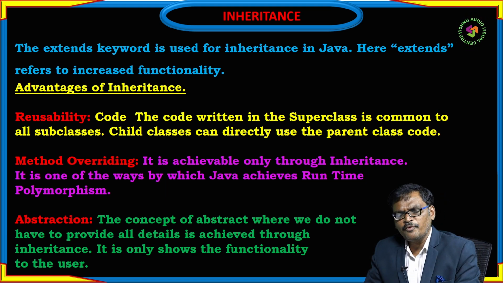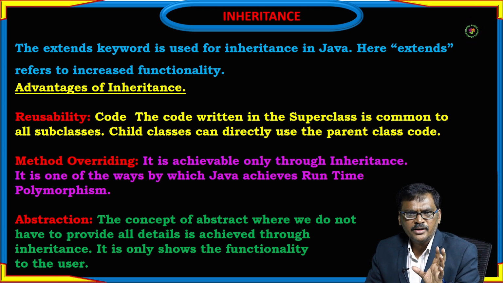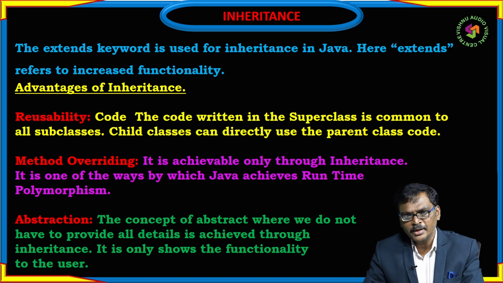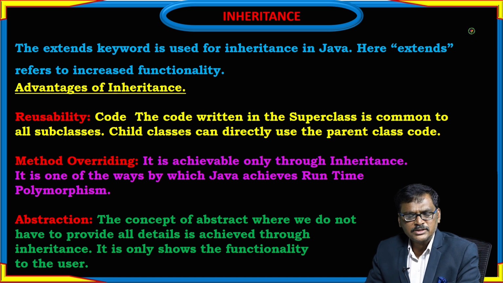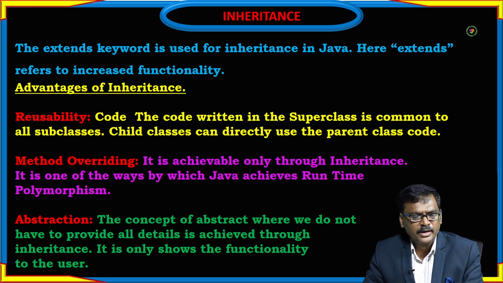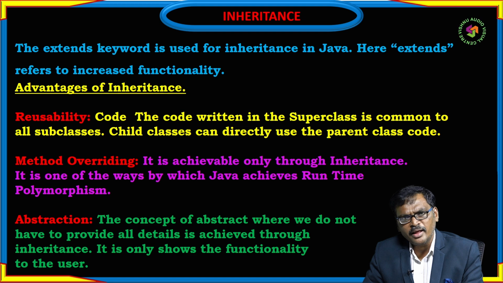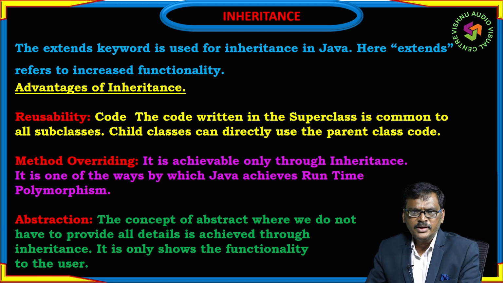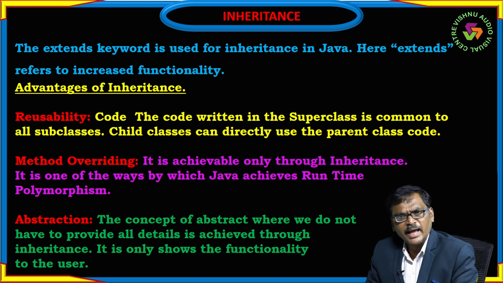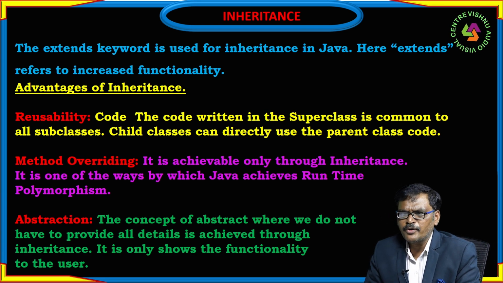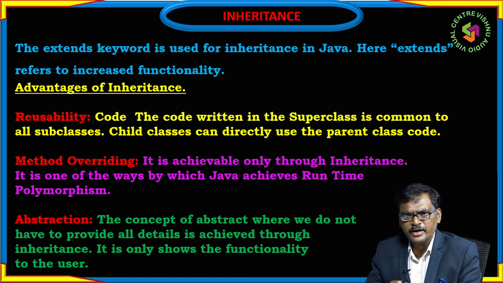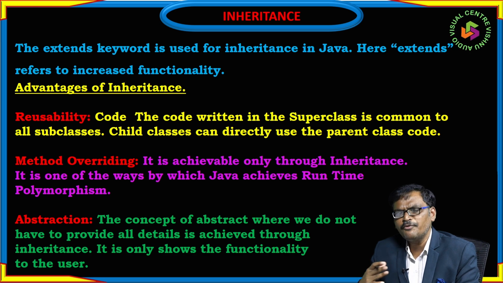If you have a method in the base class, we can directly use it from the base class in the derived class. That is the most important concept of method overriding and reusability among the advantages of inheritance. One more thing is abstraction. Sometimes we may be providing different types of data to different types of people.